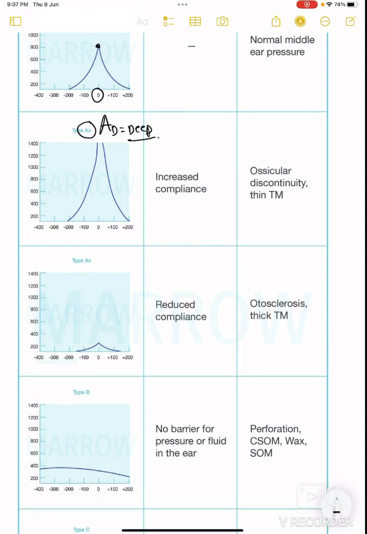Where do you see AD type of graph? AD type of graph is seen when the air which is coming back to the transducer is very high, meaning the compliance of the tympanic membrane and the middle ear cavity is very increased. And this type of increased compliance will be seen when there is ossicular discontinuity and the tympanic membrane is very thin and the pressure is at 0.